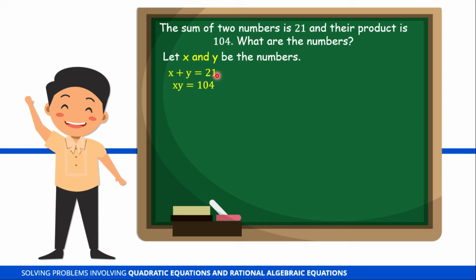Let's solve for y in terms of x. Okay, so ibig sabihin nun, kailangan y lamang yung matira sa side na ito ng ating equation. So, add tayo both sides ng negative x. So, kapag nag-add tayo both sides ng negative x, x minus x, y na lamang ang maiiwan dito sa side na to. And magkakaroon tayo ng ganitong expression sa kabilang side. Y is equal to negative x plus 21. Or pwede din namang 21 minus x. So, nasolve na natin yung y in terms of x.